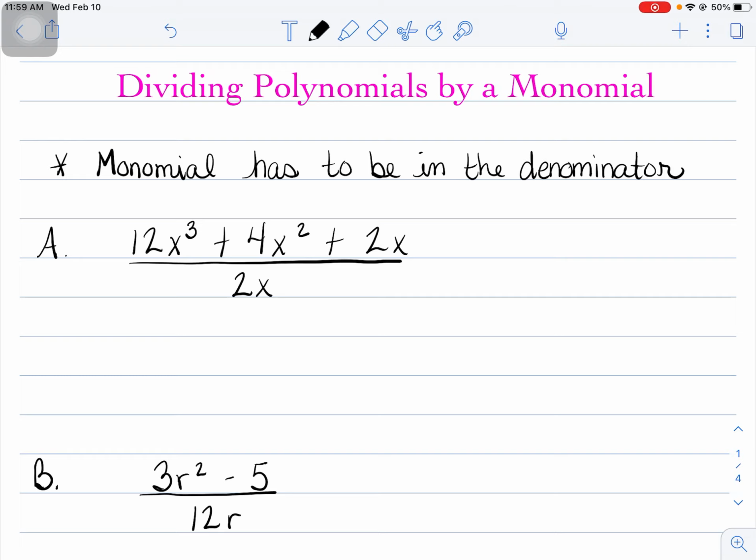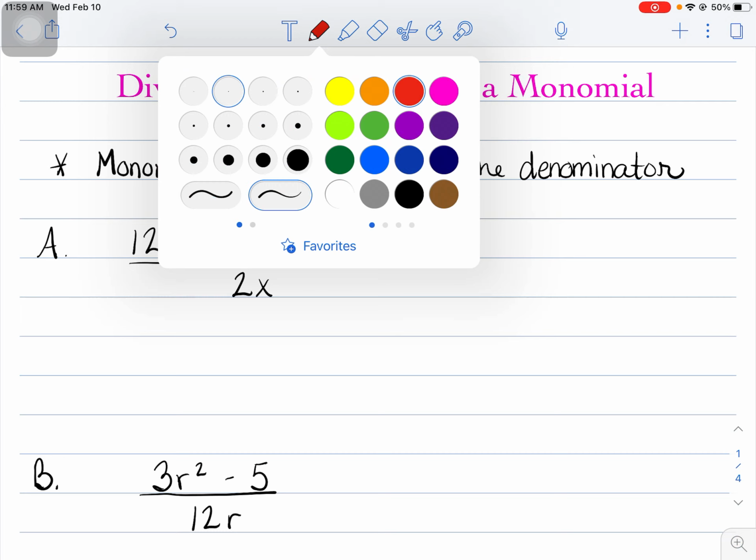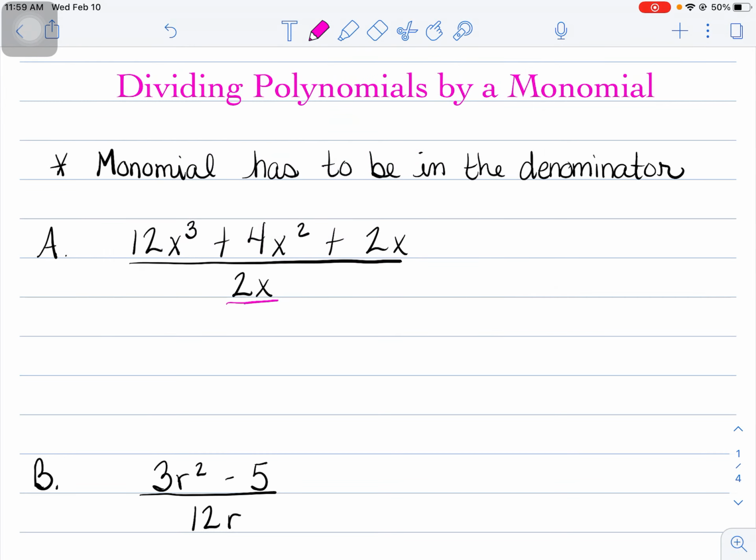So we're going to break this up to see exactly what's happening. This monomial at the bottom is one term. It has to go into each individual term divided, not just one, but all three. So we're doing 12x to the third divided by 2x, plus 4x to the second divided by 2x, plus 2x divided by 2x. And now we're going to simplify.